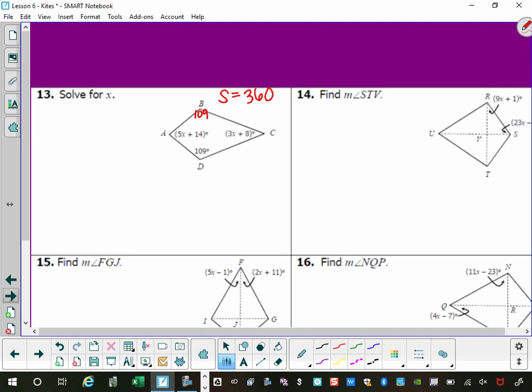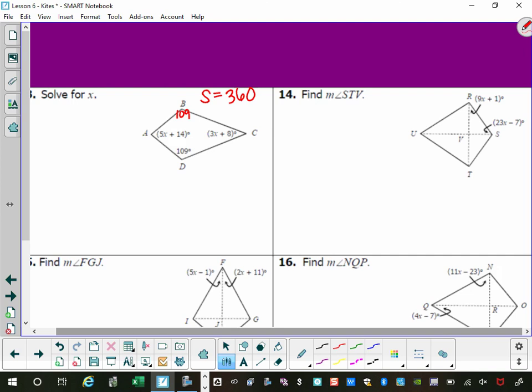On number 14, if we were to split this up into a triangle, I know that those two angles are going to equal 90 degrees. So I already have 90 degrees here. So 180 minus 90 leaves these two to equal 90. So we can add those together to equal 90.